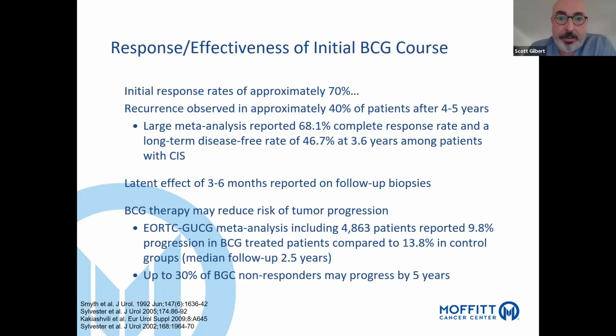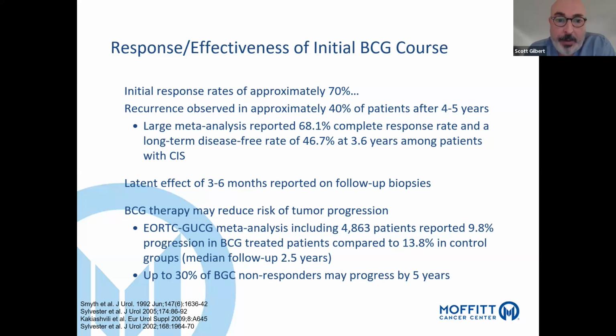So the initial response on first induction is about 70%. Then, because of the nature of non-muscle invasive bladder cancer and the unstable urothelium, if maintenance therapy is not used, you'll find that 40 to 50% of those patients who responded initially will recur within 4 to 5 years. There is a latent effect. So if you administer BCG and then look in the bladder too soon and do biopsies too soon, you may falsely categorize that patient as BCG recurrent.